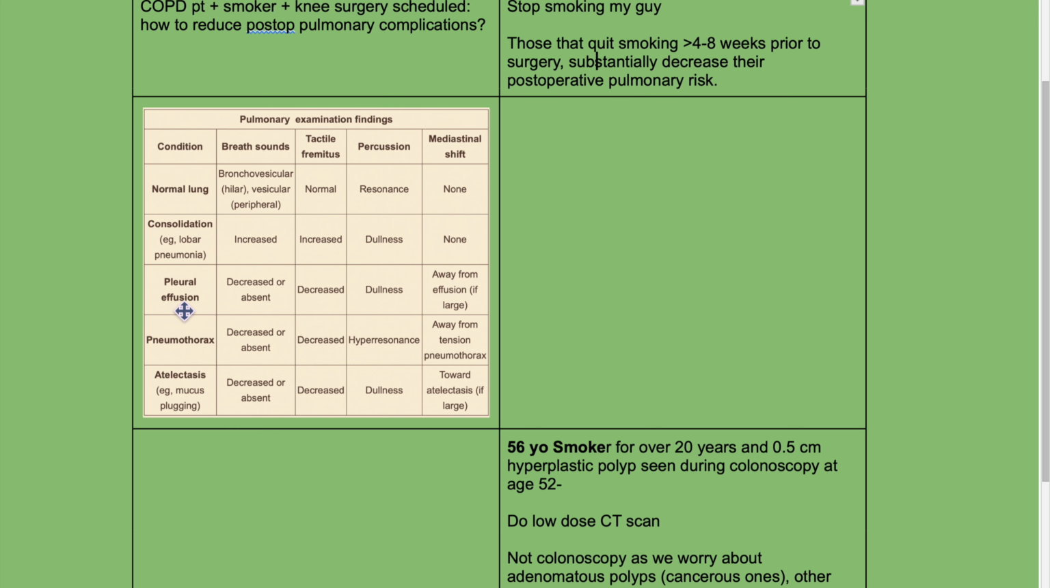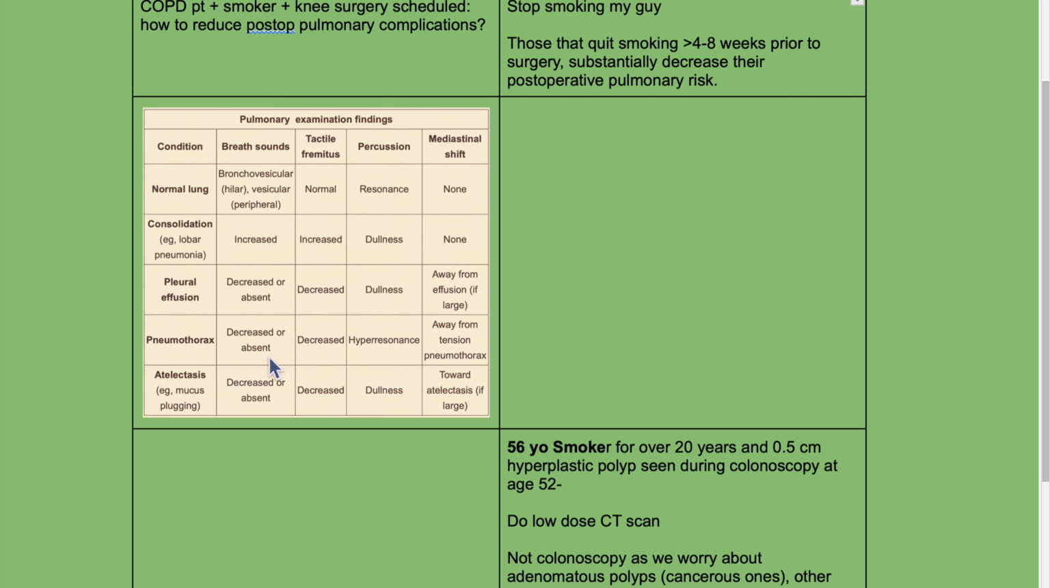Okay, and pleural effusion. Mostly all of these have decrease in breath sound and tactile fremitus, and this is where others differ. Percussion is dull, and mediastinal shift will be away from effusion. Okay, because basically it's like a mass effect of fluid that's pushing it away if it's large.